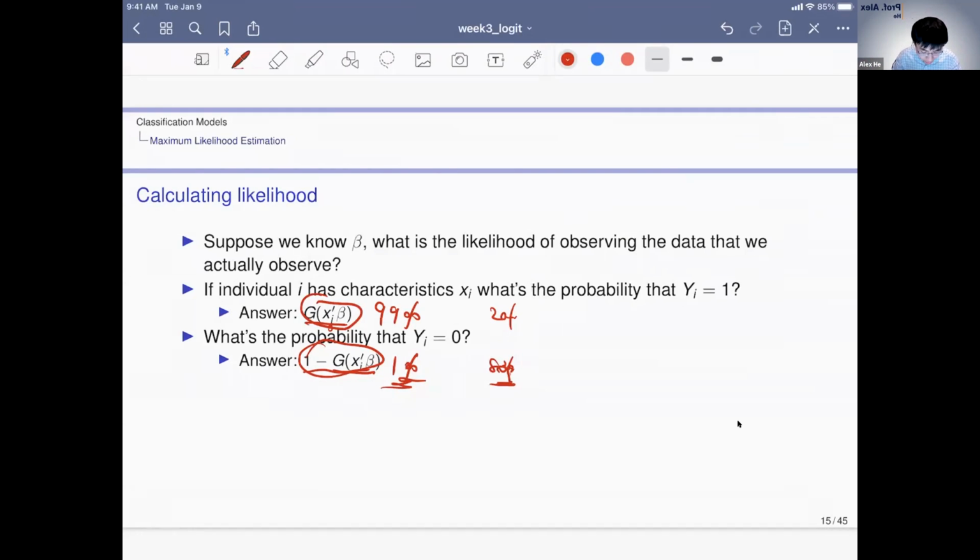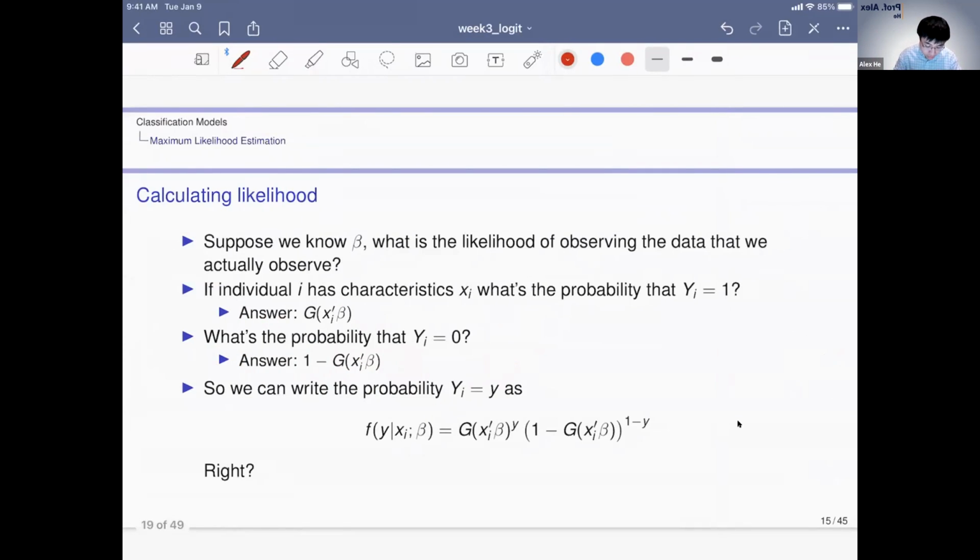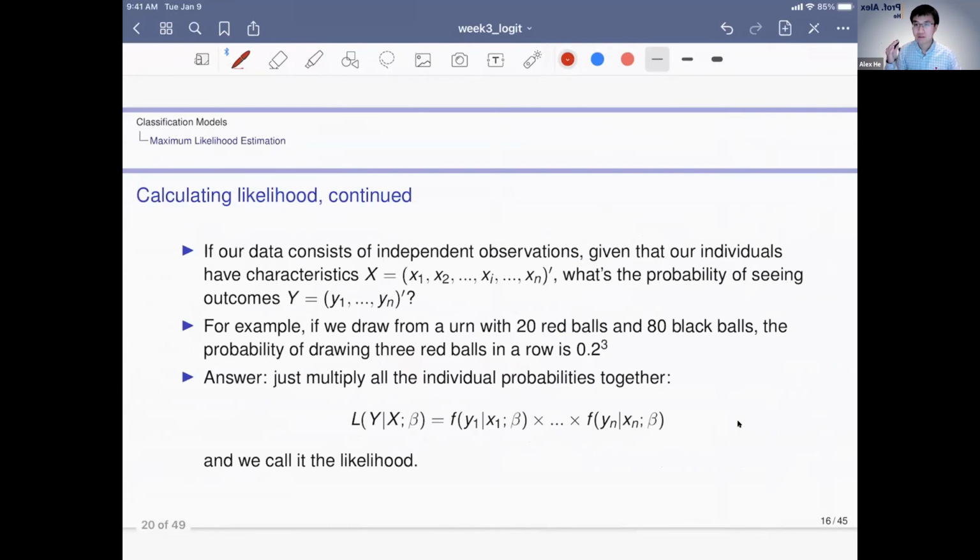Okay. So that's only for one observation, right? And you have many observations in the data. So then you just calculate the probability for you to see all of your observations, assuming that all of your observations are independently drawn from that distribution. And then what you do is just multiply all of the probabilities, okay?